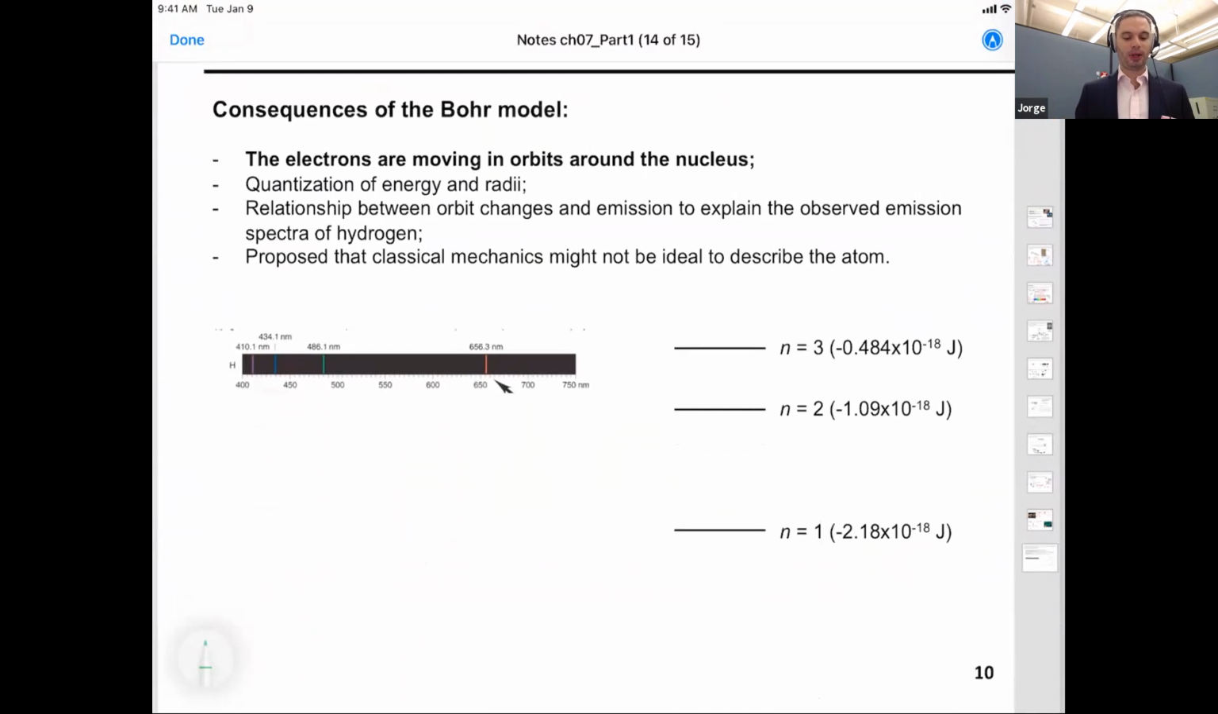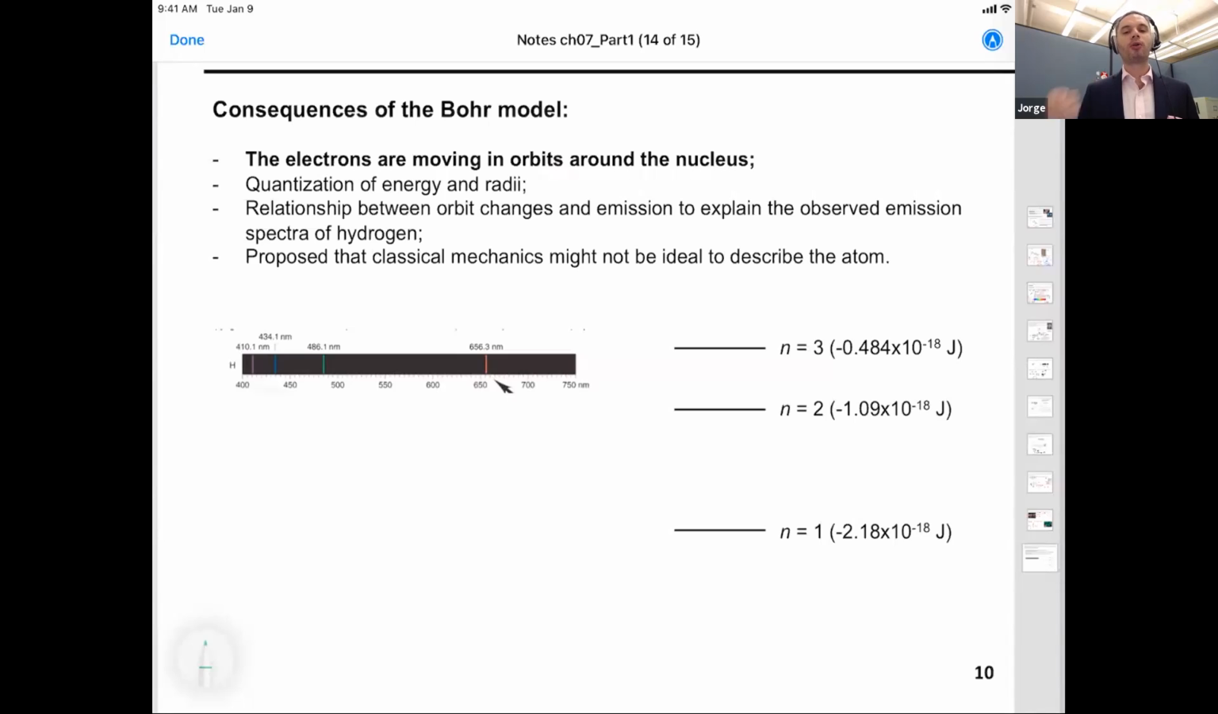The electrons are moving in orbits around the nucleus. So we saw now that those orbits are very well specific values where the electron does not lose energy. Because they are very well-defined values, we say that there is a quantization of the energy and radii. Now we can see that there is a relationship between orbit change and emission to explain the observed emission spectra of hydrogen.